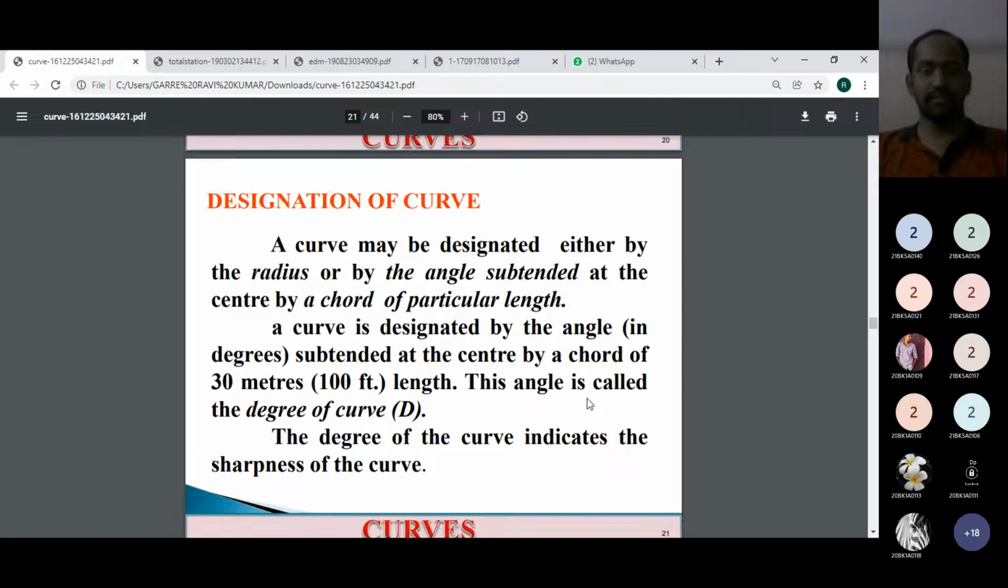One more thing: the designation of a curve. Whenever we have to mention or discuss a curve, how can you define it? The curve can be explained in terms of its degree or in terms of its radius. The magnitude of the curve can be expressed in terms of its degree or its radius. In some countries the curve is expressed in terms of its radius, and in some countries in terms of its degree.